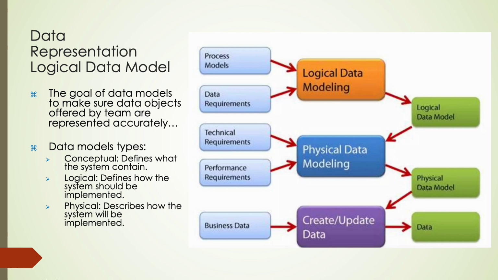The first is the conceptual model, which defines what the system contains, focusing on the high-level structure and relationships. The second is the logical model, which defines how the system should be implemented, detailing the organization of data without considering physical constraints. The third is the physical model, which describes how the system will be implemented, including hardware and software considerations for storage and access.